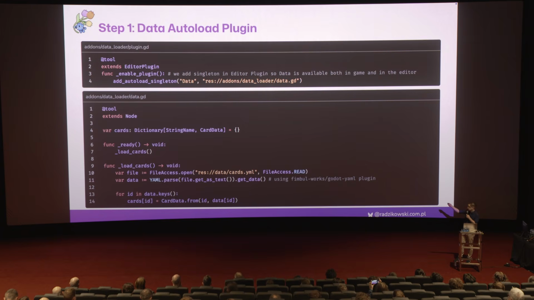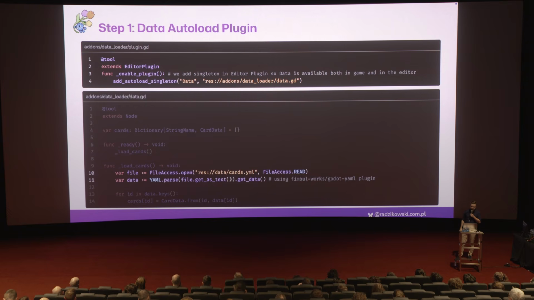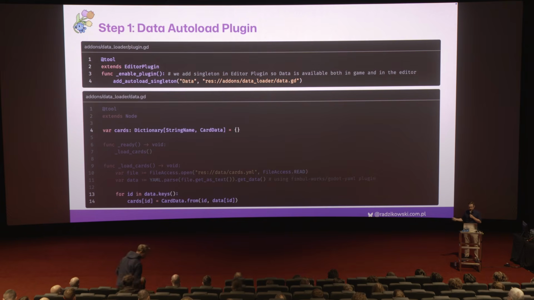This autoload singleton, the data, is also not very complex. Basically, it does two things. Firstly, it reads the YAML with the awesome YAML plugin. This returns a dictionary of data read from the YAML. And the second thing it does, it goes over all the keys in this YAML, so all the cards, and creates card data from it. What is card data? Good, glad you asked.